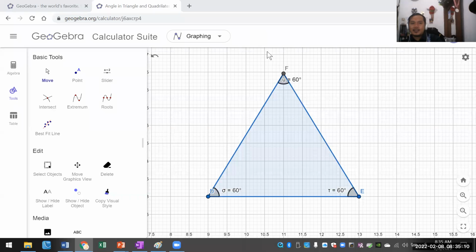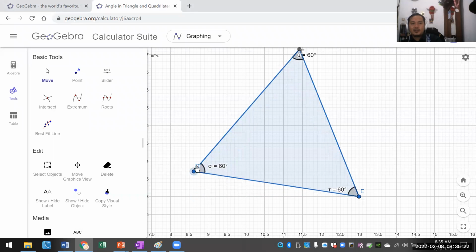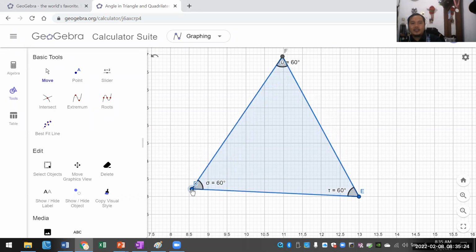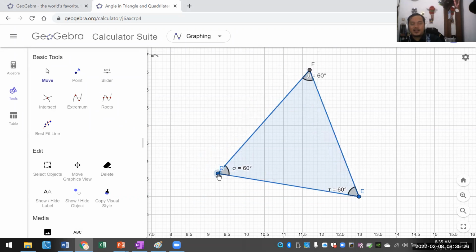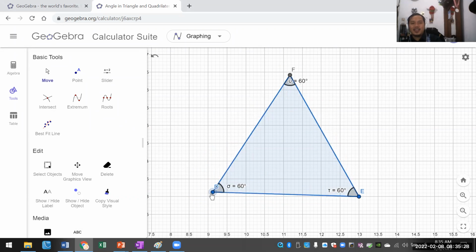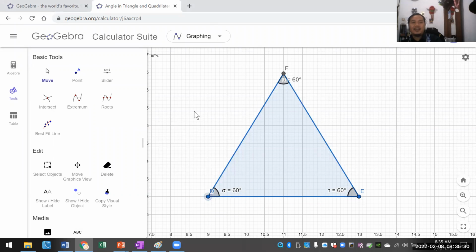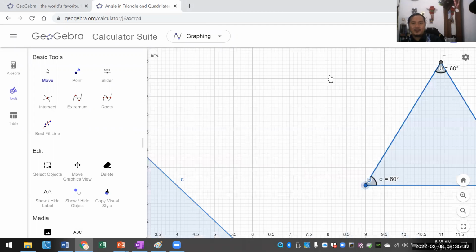Ini guys, ini angkanya bisa berubah ya guys, dilihat ya. Ini kalau saya geser nih ya guys, ini berubah angkanya. Nih ya, misalnya saya geser nih titiknya. Lihat. Oh sorry, ini dia udah regular triangle ya. Ini udah isosceles ya. Isosceles, equilateral ya. Nanti yang segitiga lainnya. Okay, I'm gonna show you the next one.